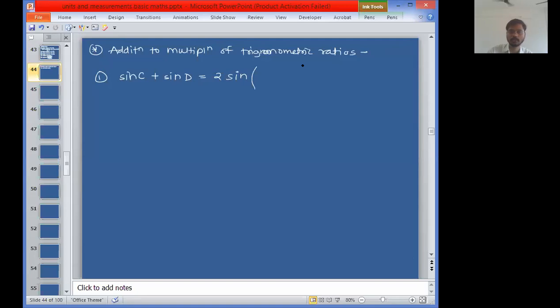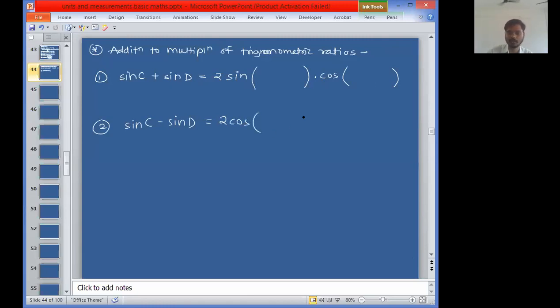2 sin, some value will be in bracket. Cos, again some value will be in bracket. Let us not write that value right now. Leave one more line below this. Keep some space. Now write sin C minus sin D. Means sin minus sin. Sin minus sin is the sequence reversed.